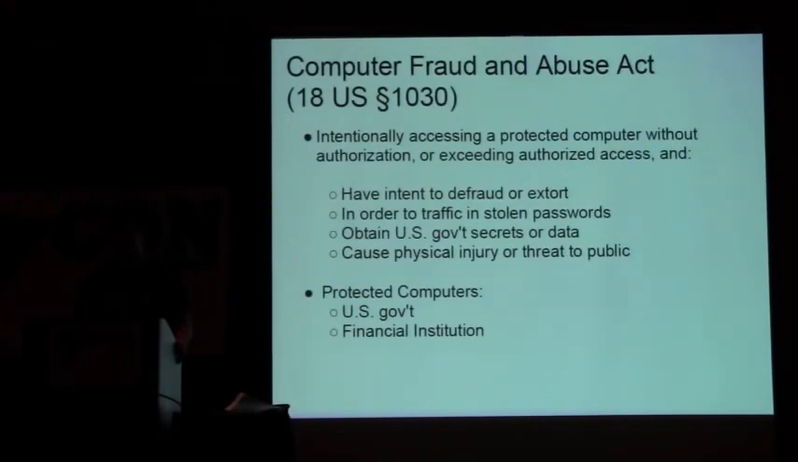Here's the main text of the Computer Fraud and Abuse Act in its basic form when they first passed it. And if you're following along at home, it's 18 U.S.C. 1030. You can look it up later. All right, there's a lot of language here. I'm going to unpack it. But the law says it is a crime to intentionally access a protected computer without authorization or exceeding authorized access and doing one of the following items.